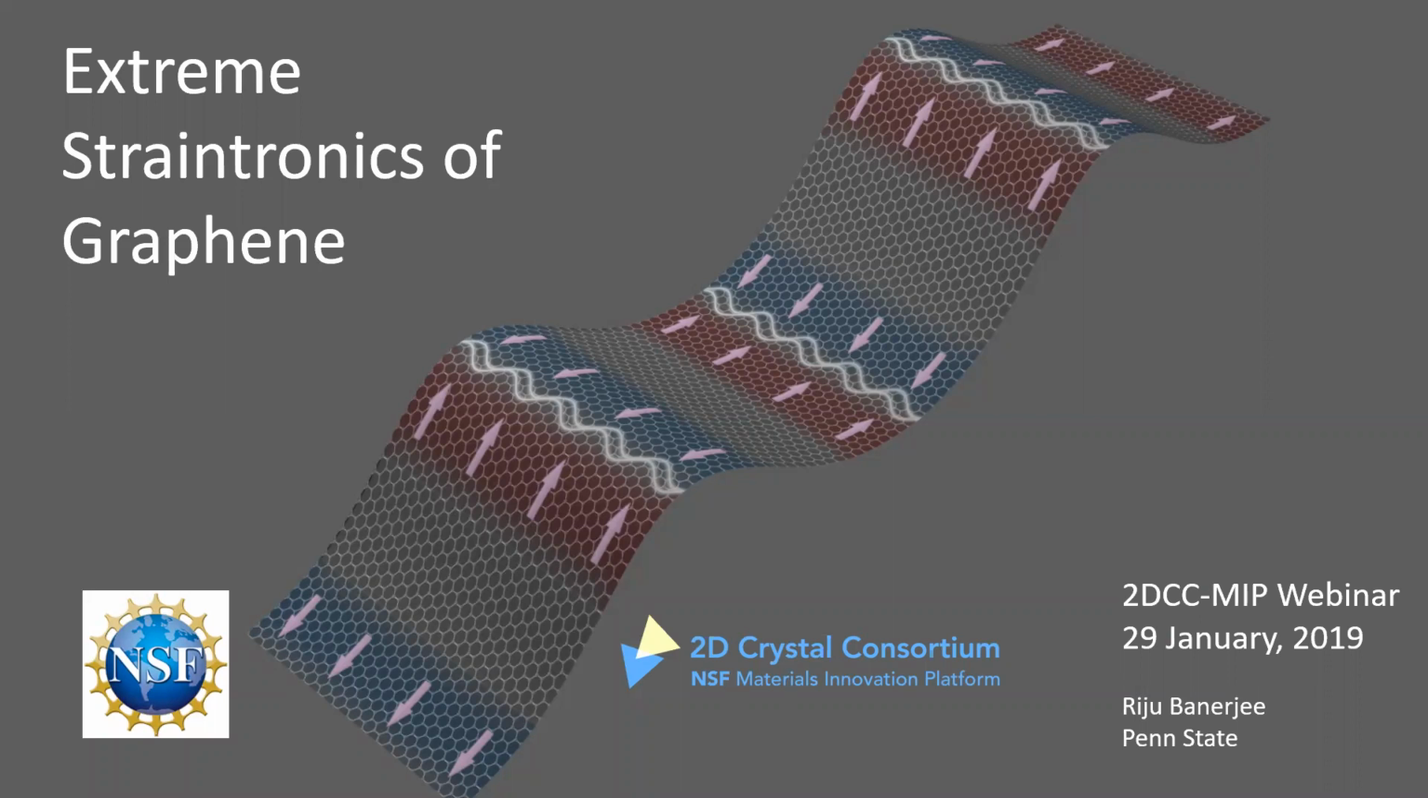As Kevin said, I am a PhD student here in physics, and what I'll be talking about is what has been the main focus of my research as a PhD student, which is extreme straintronics in graphene.